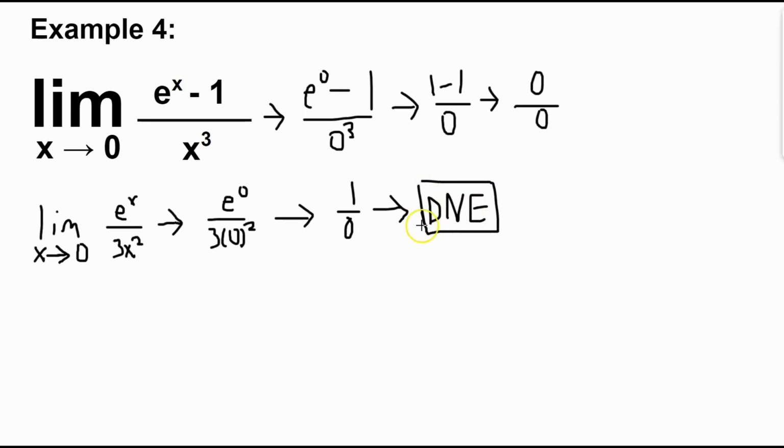Now, having a limit evaluate to infinity or negative infinity is also the same as DNE. But 1 over 0 doesn't necessarily mean infinity or negative infinity, so make sure you make that distinction.